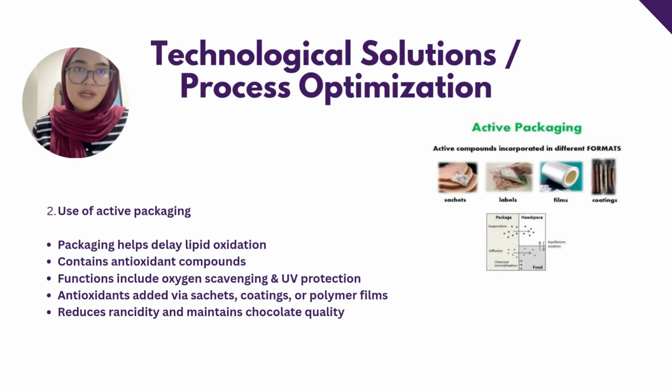Another approach to prevent lipid oxidation in chocolate is the use of active packaging. Active packaging contains antioxidant compounds that interact with the surrounding environment to protect the product. These compounds can remove oxygen, absorb UV light, or neutralize free radicals. Antioxidants can be incorporated into packaging through sachets, surface coatings, or directly into the packaging material.